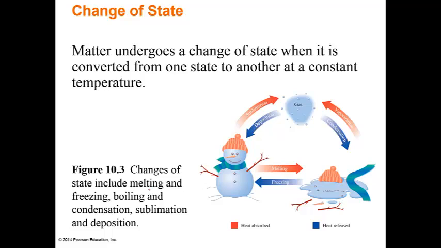Changes of state include melting and freezing, boiling and condensation, and then sublimation and deposition. Sublimation and deposition are a little bit different than what you're accustomed to. Sublimation is like CO2 when it goes from a solid directly to a gas, and deposition is the exact opposite, going straight from a gas to a solid state.